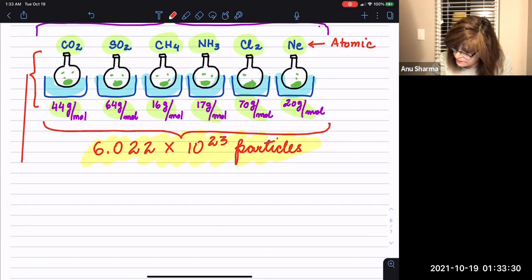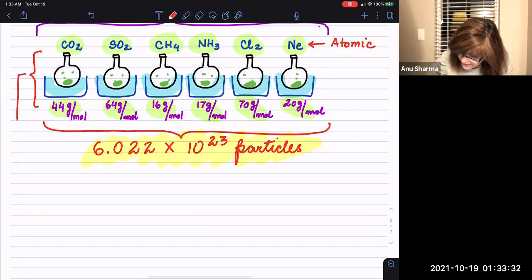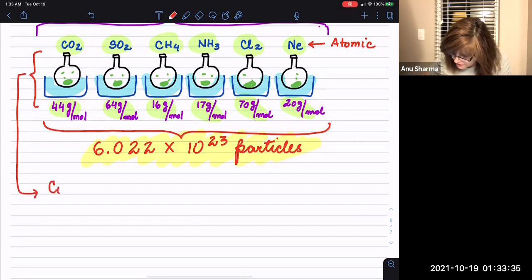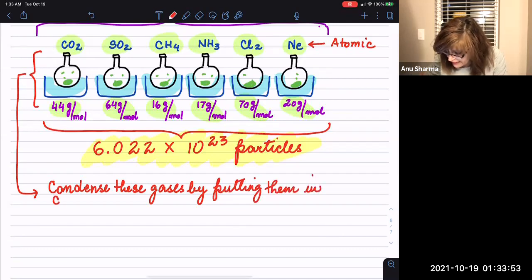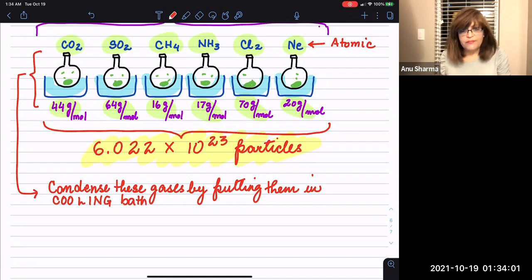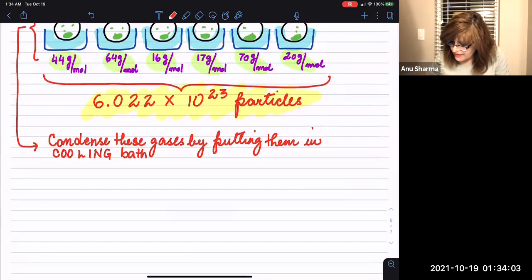Sorry, I'm going to put this here. We condense each of these gases by putting them in cooling baths. A cooling bath is just cold, low temperature. So once they are condensed, they convert from a gas to a liquid.